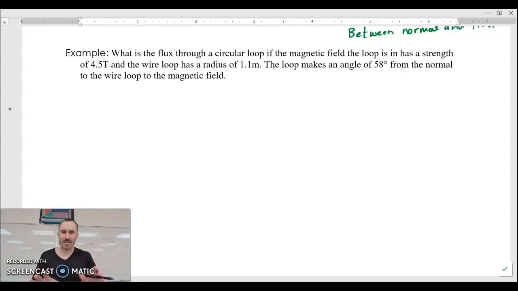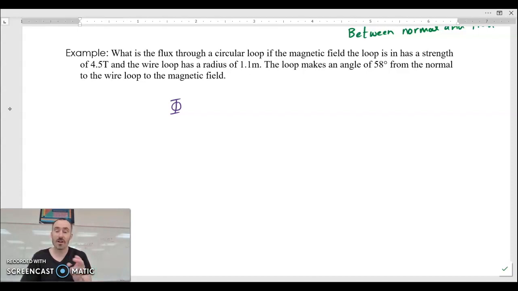Okay, so that last sentence is kind of weird, and I'd really like to rephrase it one of these years, but not this one. So what it's just saying is that there's a 58 degree angle between the normal line and the field line. Okay, so here we go. It's generally a good idea to draw these things out to make sure that you are using the correct angle, but this one tells us in the question, the loop makes an angle of 58 degrees from the normal to the field line. So I know that the theta that we're given, that 58 degrees, is the one that goes in the formula.